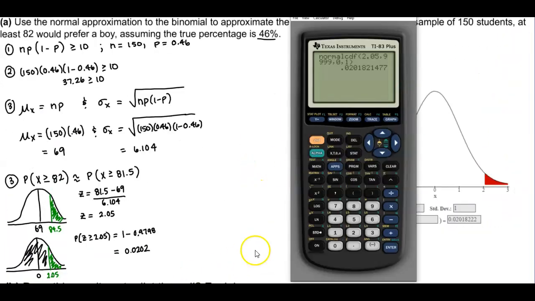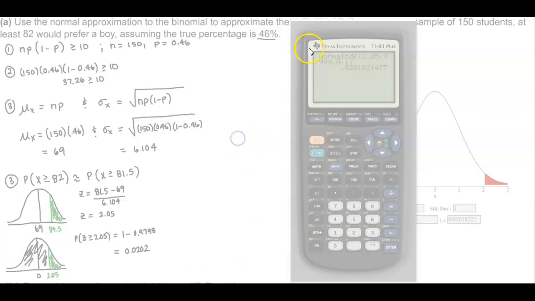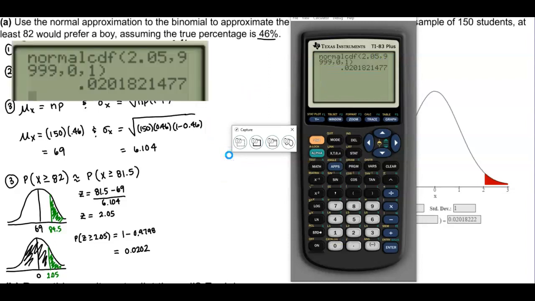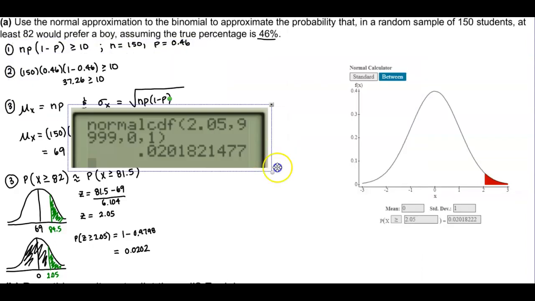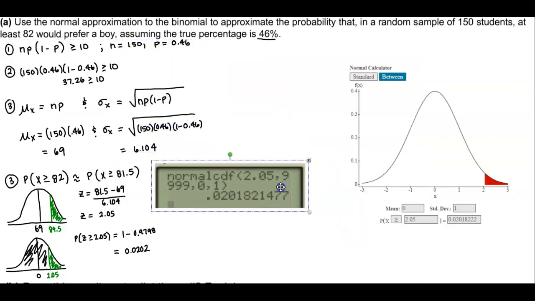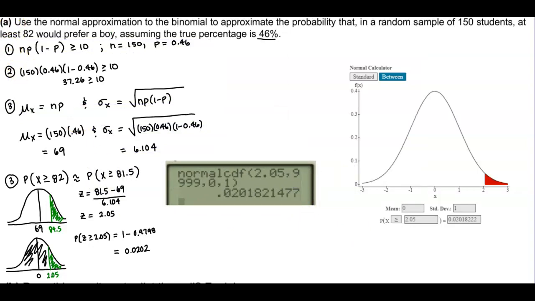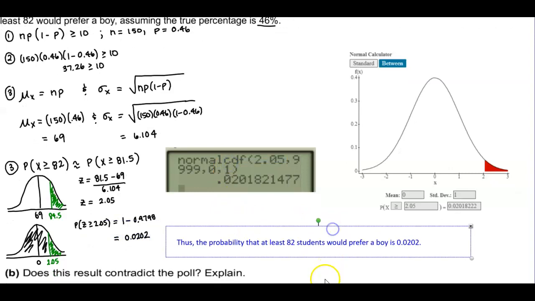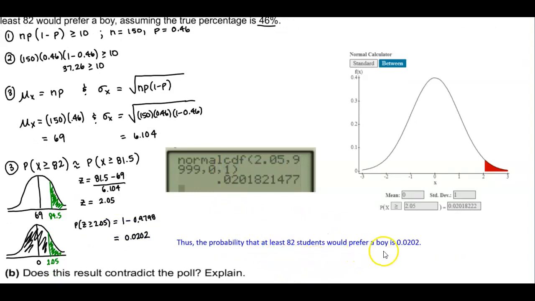Okay, and let me copy that again for the calculator. And so therefore, answering this question, we can say that the probability that at least 82 students would prefer a boy is 0.0202.